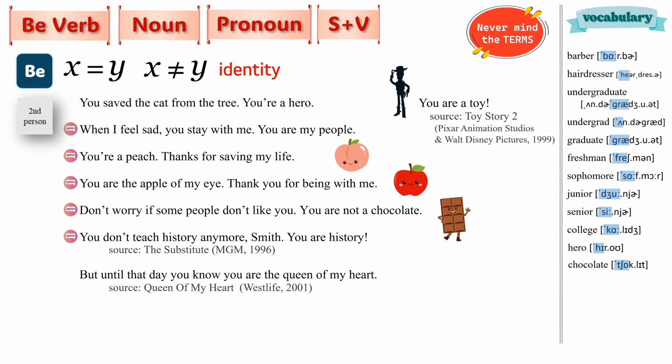You saved the cat from the tree. You are a hero. You are a toy. When I feel sad, you stay with me. You are my people. You're a peach. Thanks for saving my life. You are the apple of my eye. Thank you for being with me. Don't worry if some people don't like you. You are not a chocolate. You don't teach history anymore, Smith. You are history. But until that day, you are the queen of my heart.